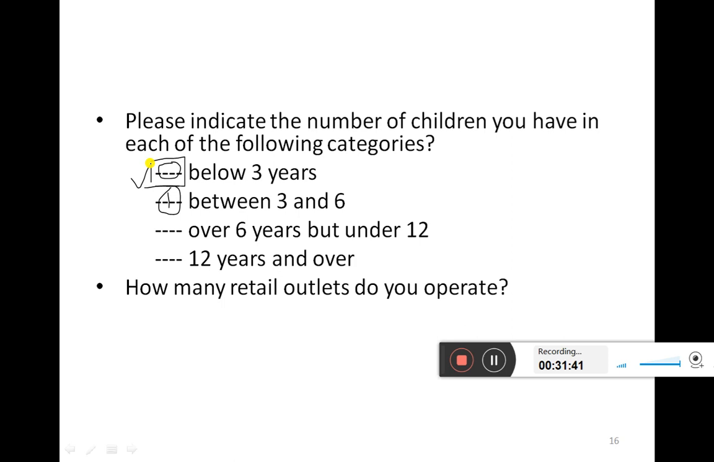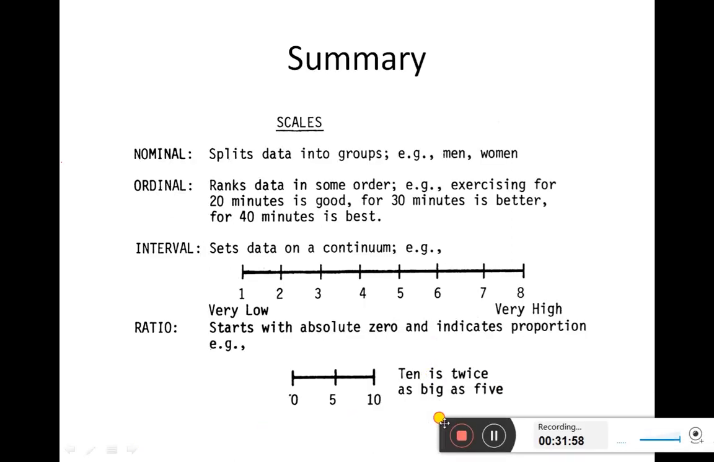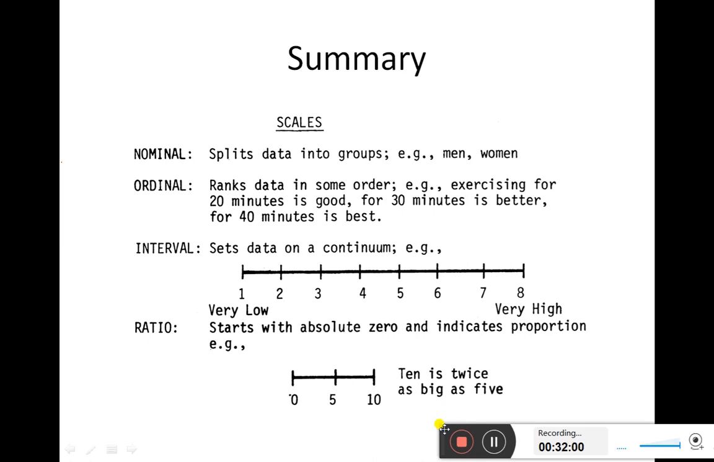Here is another example: how many retail outlets do you operate? 0, 1, 2, 3, 4 outlets. So 0 means a real, valuable 0. This is the only difference between ratio and interval scales.